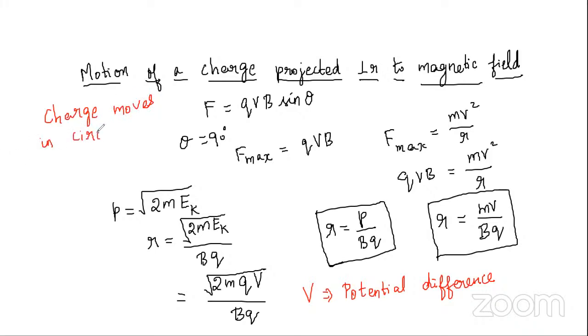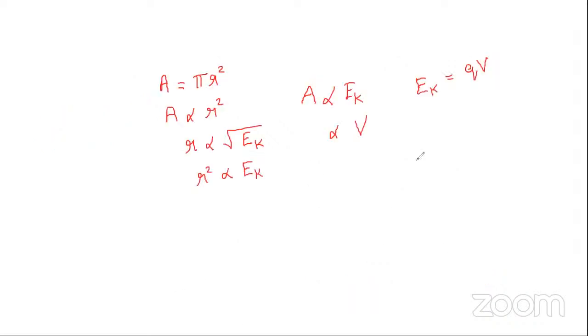So that's why we are having all these equations. Charge moves in circular path. So now we can find out the time period of revolution of that charged particle, T equal to 2 pi r by v. This v is the velocity. Time period is nothing but displacement by velocity. Here the displacement is the total circumference of the circle, that is 2 pi r by v.